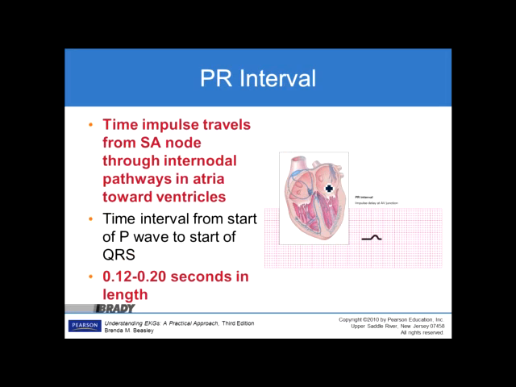The PR interval. Time impulse travels from the sinoatrial node through the internodal pathways in the atria towards the ventricles. So it starts here and is traveling in this direction, but the PR interval is the time that it takes for it to depolarize the entire atria and make it to the AV node. The time interval from start of the P wave to the start of the QRS is 0.12 to 0.20 seconds in length. This is a very important number to remember. The PR interval should be no greater than 0.20 seconds.